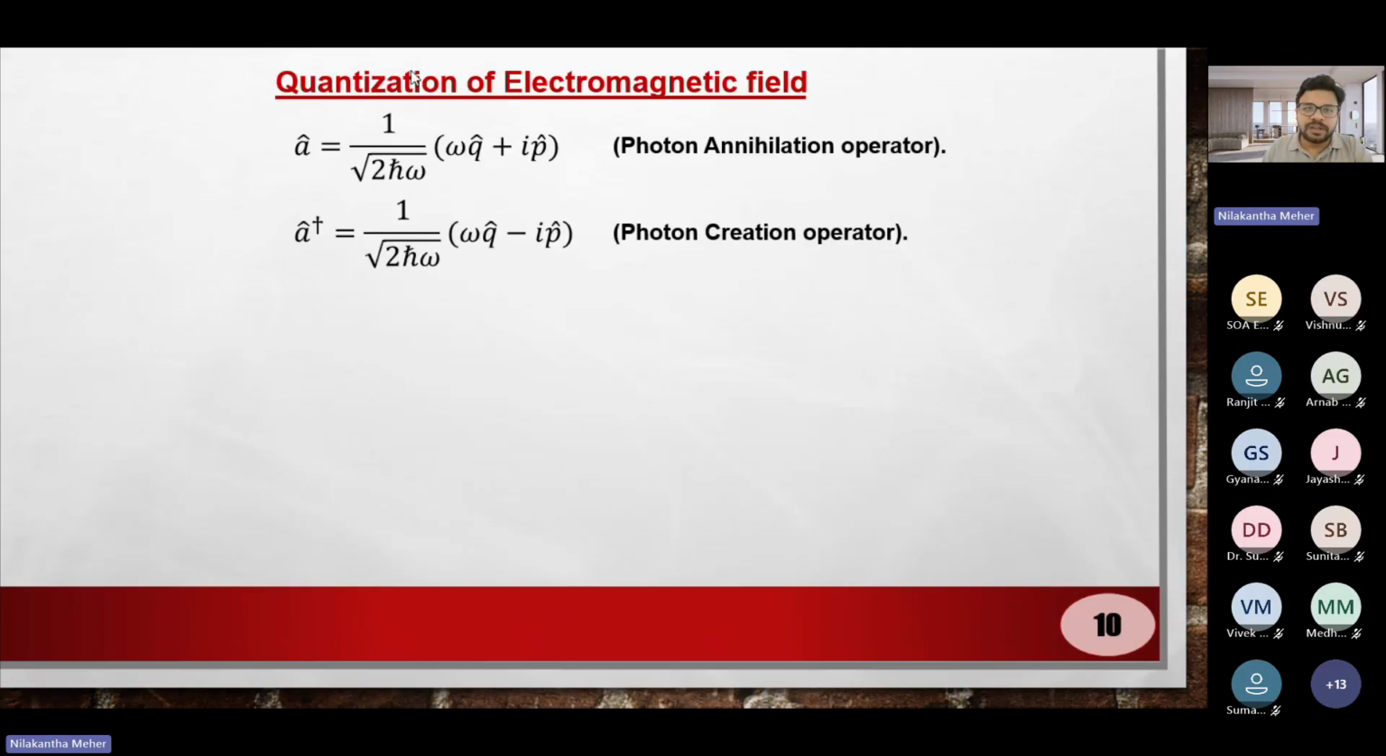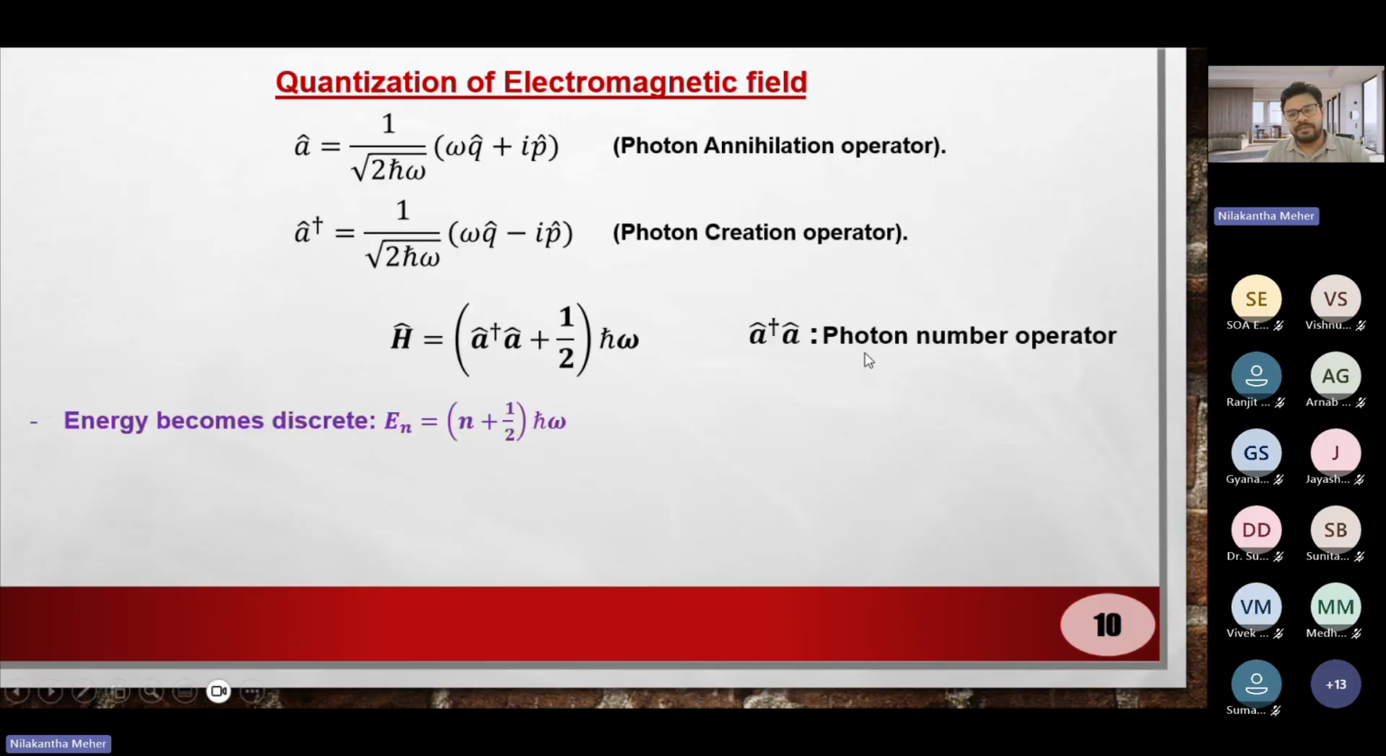Now you can define two operators, which we name the photon annihilation operator A, and A dagger, the photon creation operator. Similarly, I can write the quantized version of the Hamiltonian for the electromagnetic field, and here A dagger A is the photon number operator. Something changes here. You can see the energy becomes discrete like a harmonic oscillator. It's no longer continuous, it is discrete, and it satisfies n plus half h cross omega.